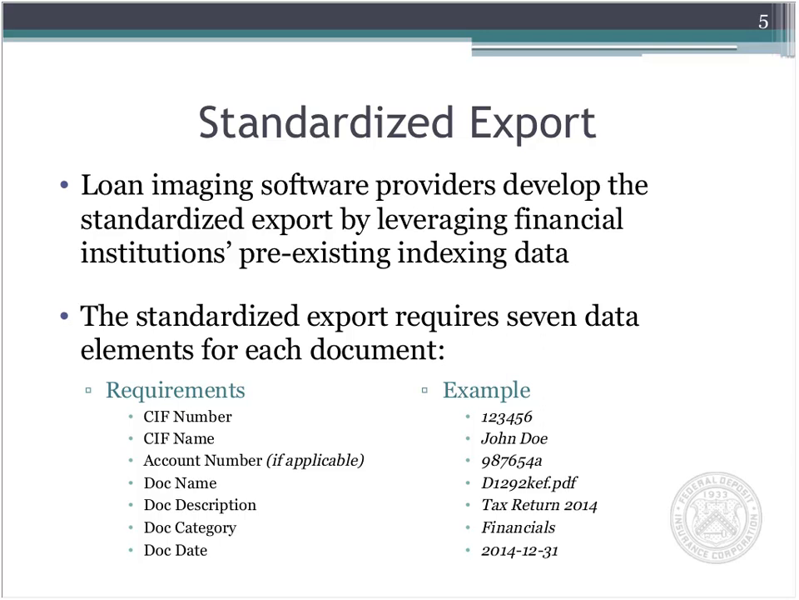Specifically, the identifying information within the export includes 7 data elements for each document. These identifiers leverage pre-existing information contained within the image loan system and should not require the collection of any additional data. These 7 data fields include CIF number, CIF meaning Customer Information File, which is also sometimes referred to as the borrower ID, the CIF name, account number, if applicable, such as a loan account, document name, which is the actual file name of the document, a document description, such as a tax return 2014, a document category, which in the case of the tax return might be something like financial statements, a document date context, which again, for the case of tax return, might be 12/31/2014.